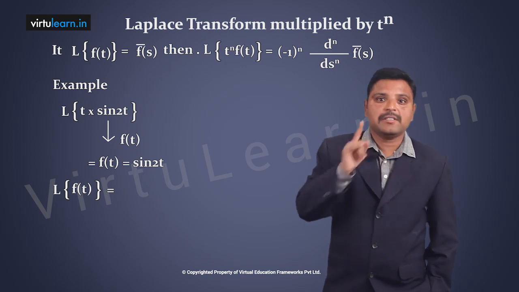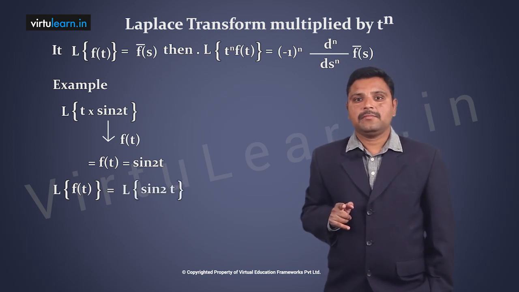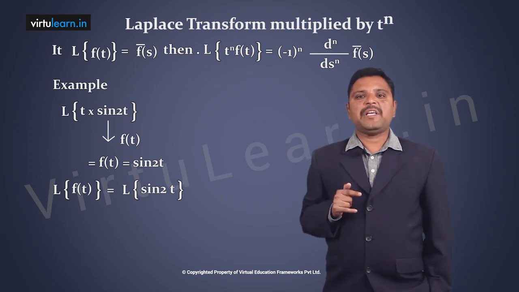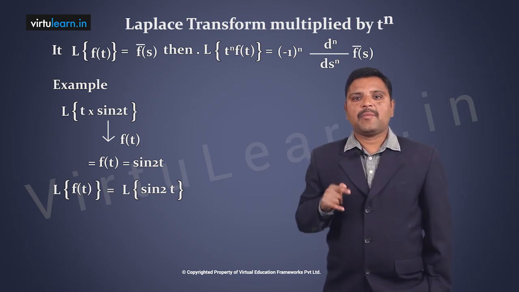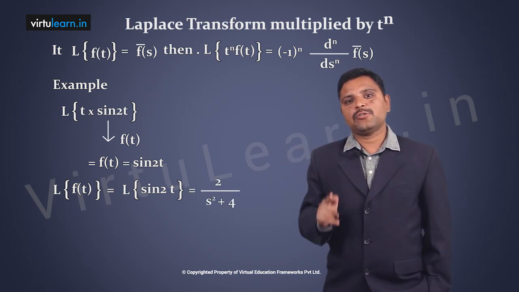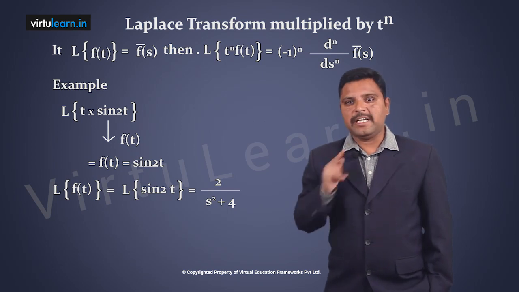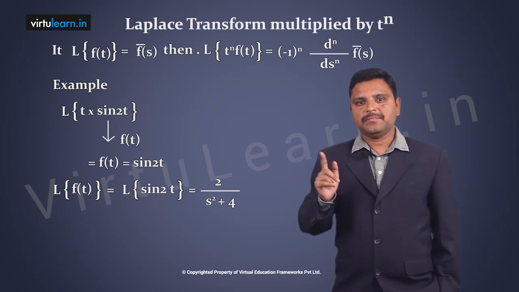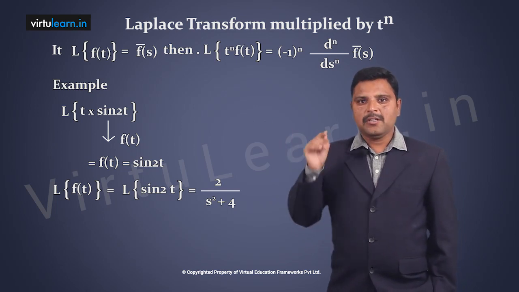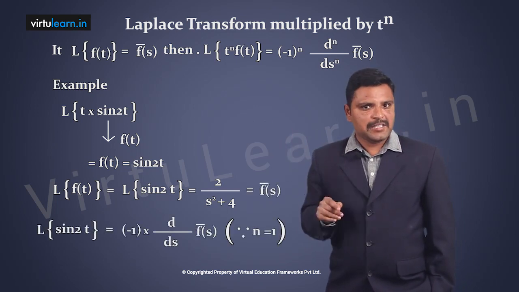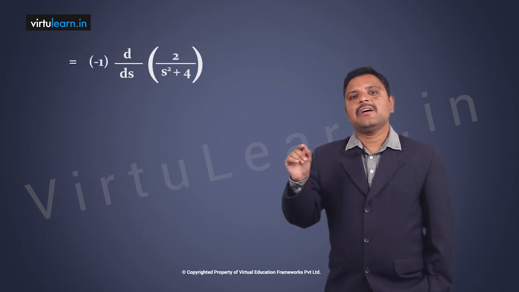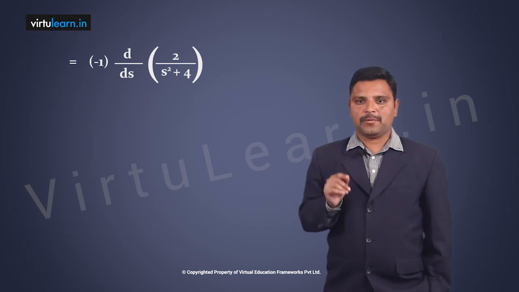What is f of t here? Sine 2t. Then the Laplace transform of sine 2t, according to the basic formula, is 2 by s square plus 4. Then you substitute this into the formula. Minus 1 d by ds into f bar of s, that is, minus 1 d by ds of 2 by s square plus 4.